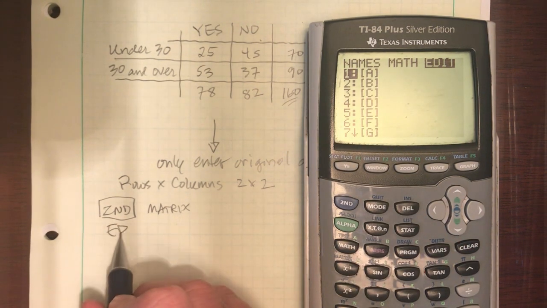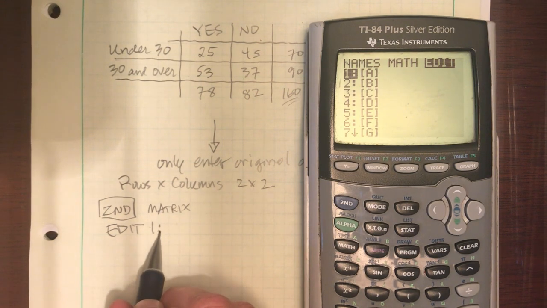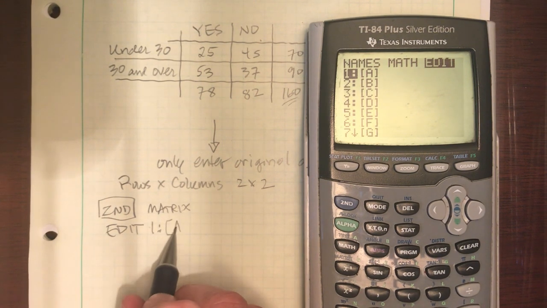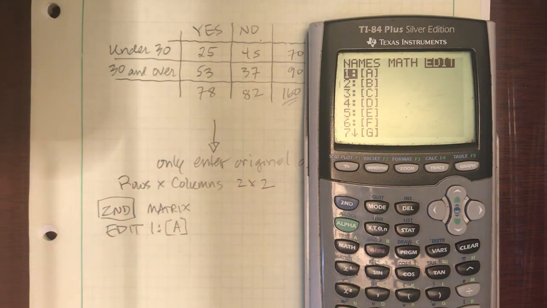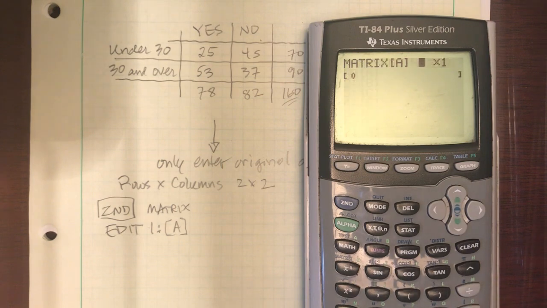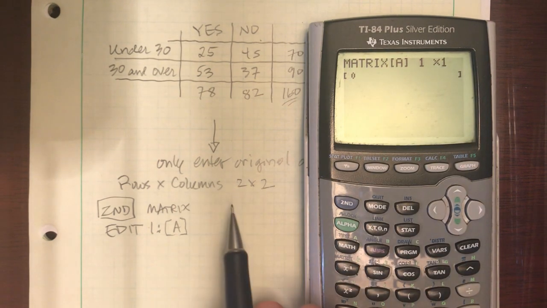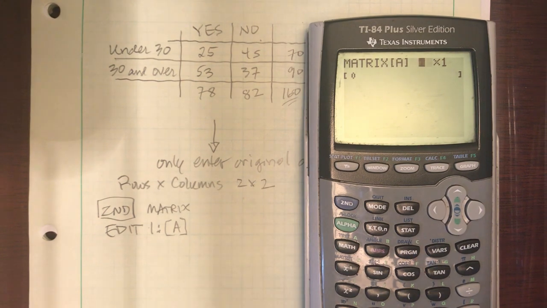But let me write that down, edit, and always choose the first one, matrix A. We're only going to use one at a time, and so A is always going to be our default. So we're editing A, and the first question it wants to know is what size table are we working with, and that's why we needed to know this was a 2 by 2. So 2, enter, 2, enter.